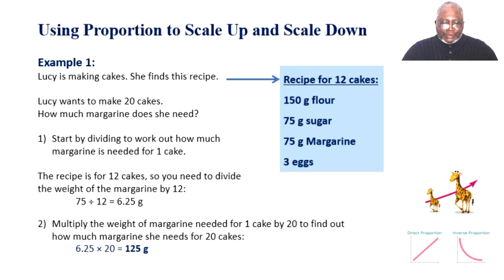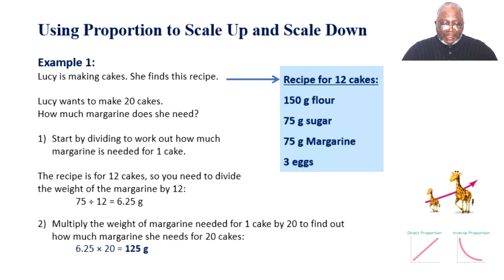Lucy is making cakes. She finds this recipe for 12 cakes: 150 grams of flour, 75 grams of sugar, 75 grams of margarine, and 3 eggs. Lucy wants to make 20 cakes. How much margarine does she need?